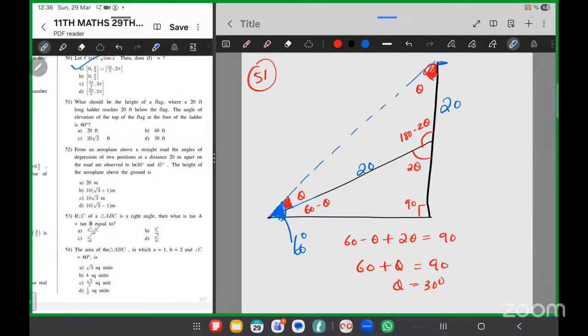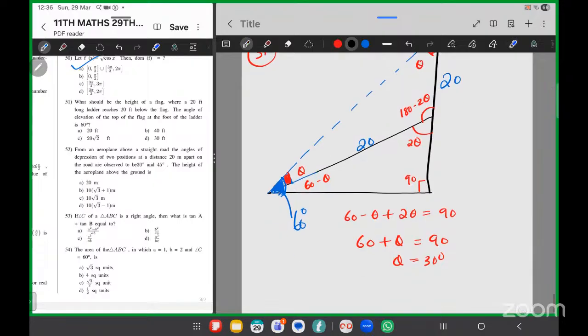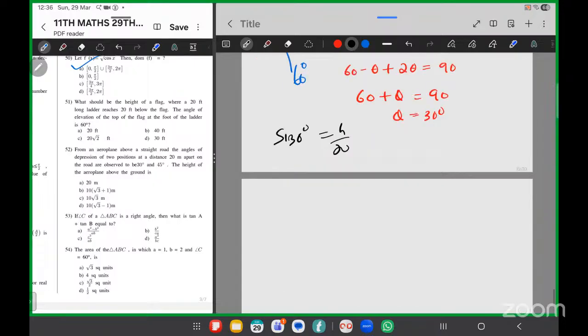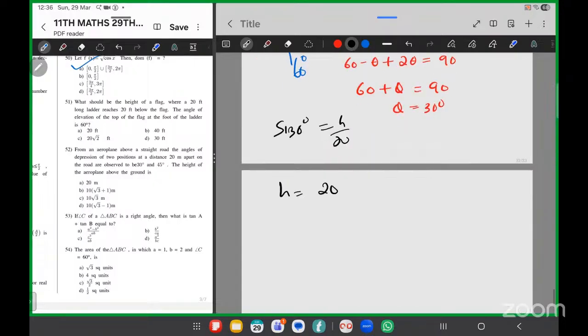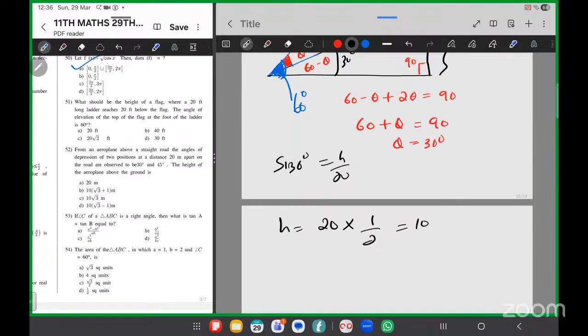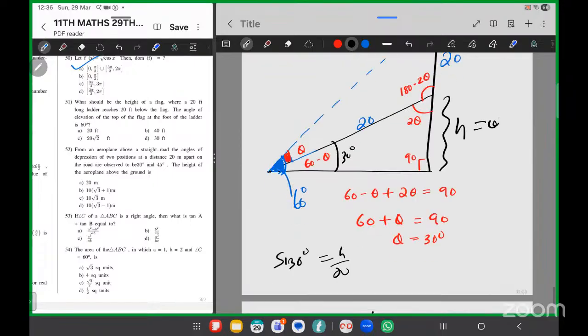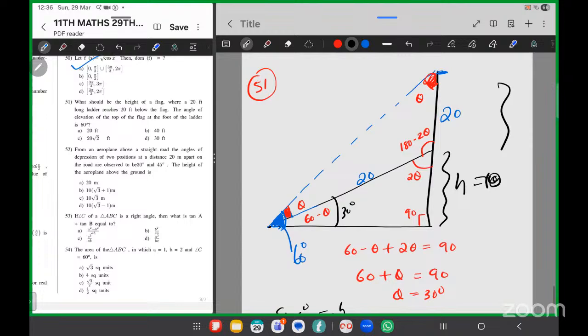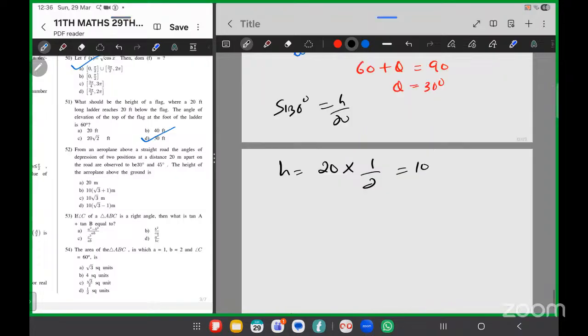Then we can write, we want this one. If this is the height, it is sin 30, since 60 minus this becomes 30 degrees. So sin 30 is equal to h by 20. So h becomes 20 into sin 30, which is 1 by 2. It will become 10. So this is equal to 10. So total height becomes 20 plus 10. 30 will be the answer. 30 feet.